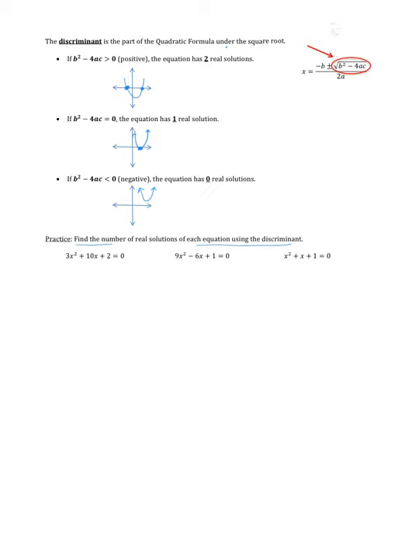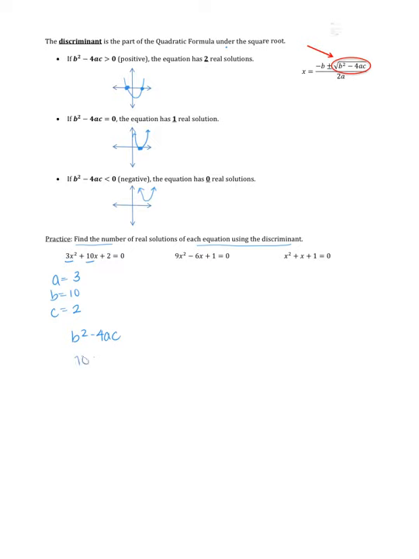Your first step will be to identify a, b, and c. In this first example, a is 3, b is 10, and c is 2. Then you are going to plug your values into the discriminant, which is b squared minus 4ac, this part of the quadratic equation under the square root, to determine how many solutions your equation will have.